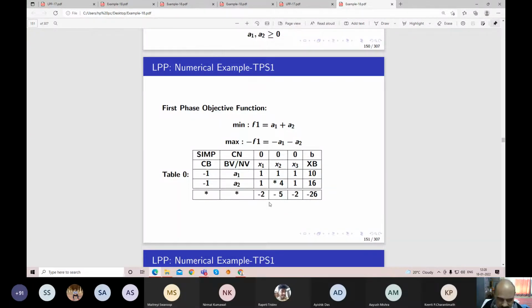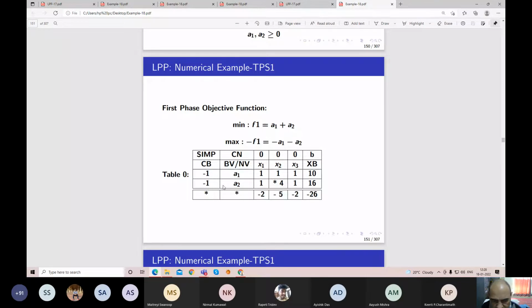And you can see the coefficients of a1 and a2. The coefficient of a1 equals minus 1, and the coefficient of a2 equals minus 1. On the left hand side of a1 there is CB, which stands for the coefficient of the basic variables for the objective function. If my objective function were a1 plus a2, the coefficients would be 1, 1, not minus 1, minus 1. Here it is minus a1, minus a2, so I am writing minus 1, minus 1.